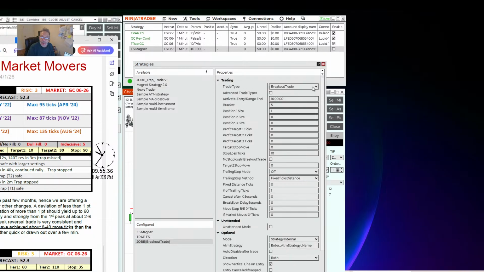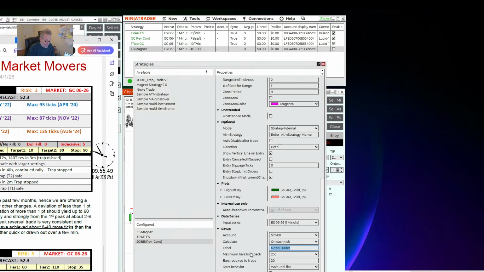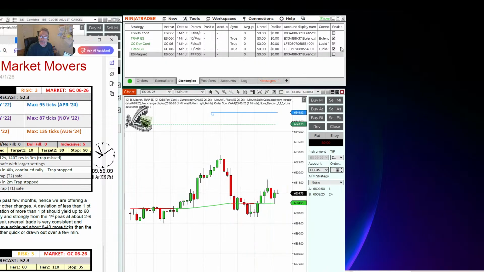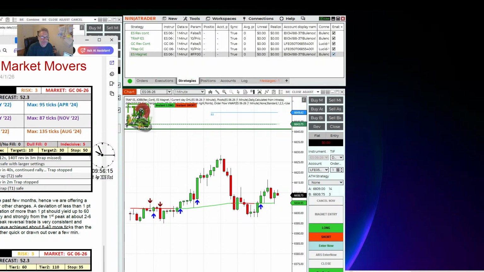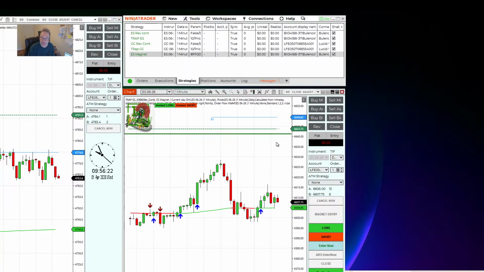Click News Trader, change the breakout to reverse continue. One position, we'll do a 20 tick target, 20 tick stop. We'll label it ES reverse continue. Same chart as our magnet and as our trap. 37 on the ES. All right, so we've got an ES reverse continue, and we have a magnet that we're just watching. We're going to trade the trap trade on the ES, okay? That's what we're going to trade.